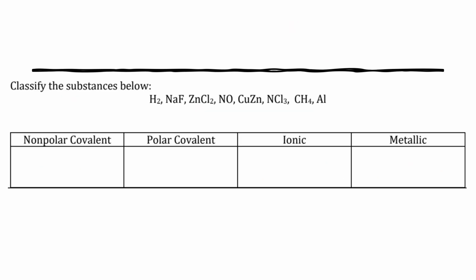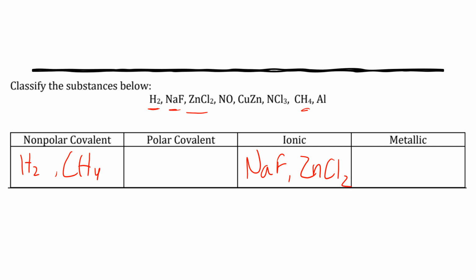Classify the substances below: nonpolar covalent, polar covalent, ionic, and metallic. So nonpolar covalent, H2, CH4. Let's kind of make it easier on us. So ionic is going to be NaF, because there's a metal, nonmetal, zinc chloride. Metallic can be either single metals or some kind of alloy.